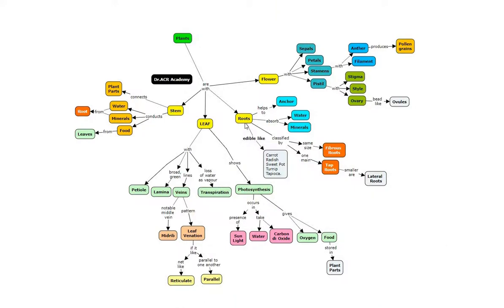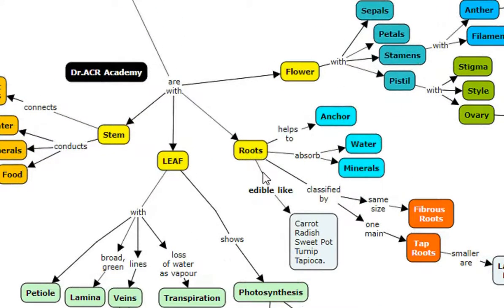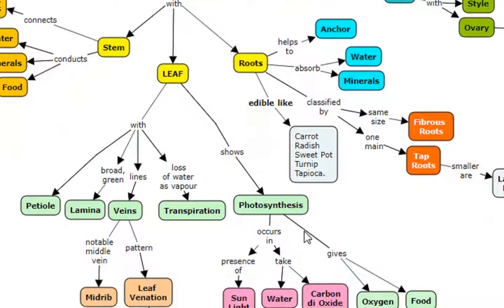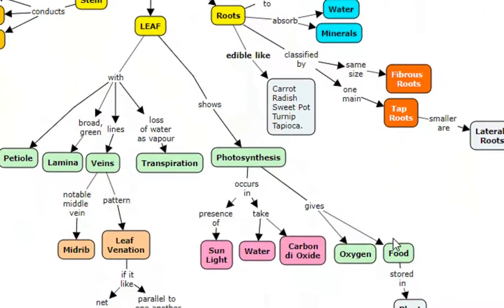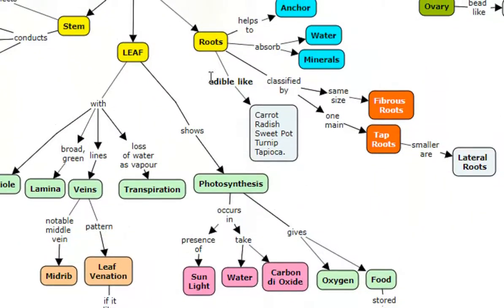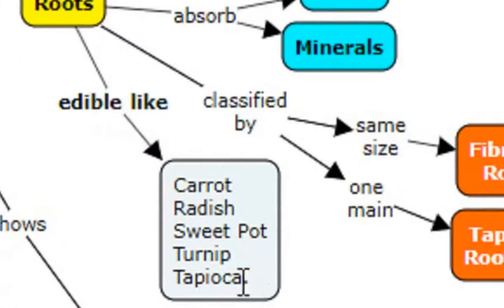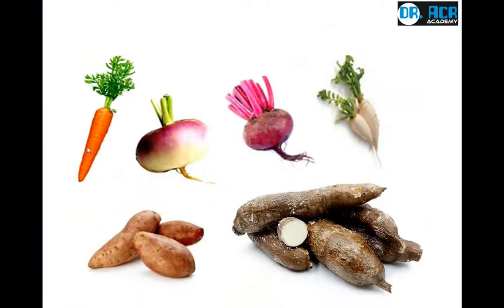Some of the roots are involved in storage of food, which is made by the leaf in the process of photosynthesis and stored in the root. These are called edible roots. The examples are carrot, radish, sweet potato, turnip and tapioca. Here you can see carrot, turnip, beetroot, radish, sweet potato and tapioca.